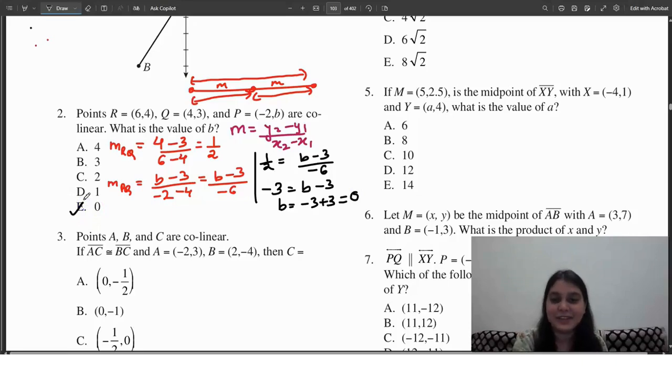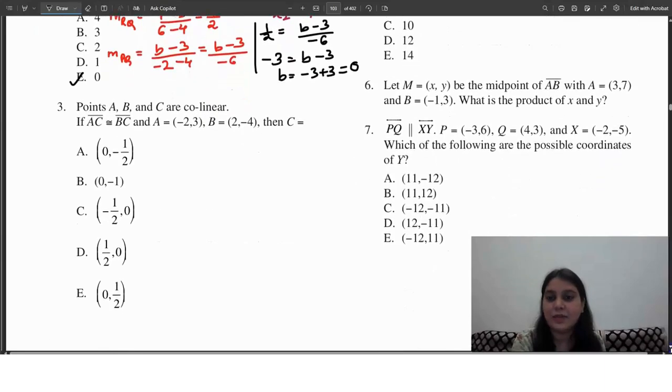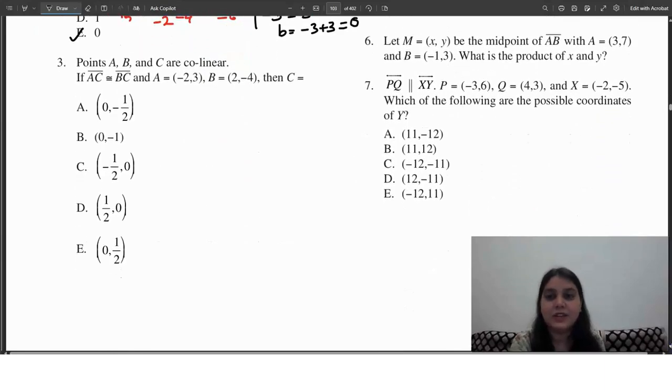C option is correct. Now for the third question. The points A, B, C are collinear and it's given that AC is equal to BC. You have to find C. So generally if we have a point and they are equidistant, that is they have equal distance, it is like this. This will be A, this will be C, this will be B.